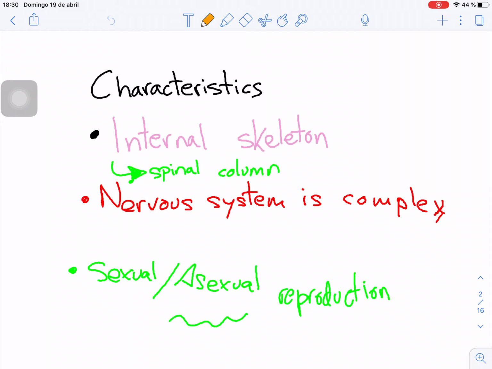Well, in this group the main characteristic is that they have an internal skeleton, with a spinal column, and the nervous system is complex. It's not so simple like an annelid, for example. And they have sexual reproduction, but some of them can have asexual reproduction too. So, to summarize, the main characteristic is that they have an internal skeleton with a bone that is the spinal column. The nervous system is really complex, and they can have the two types of reproduction.